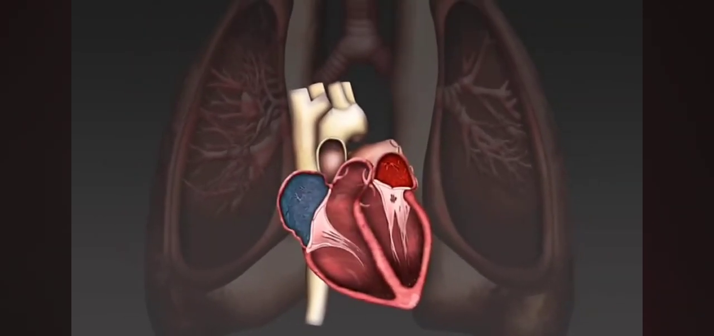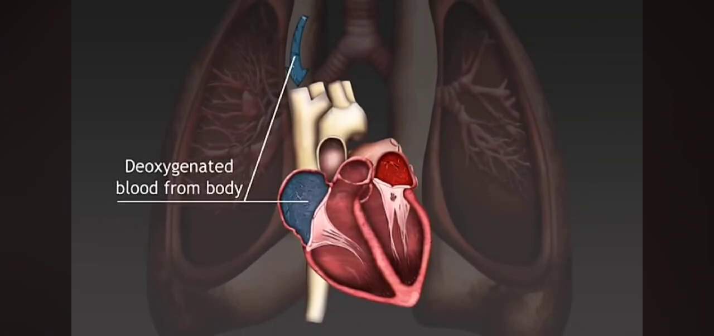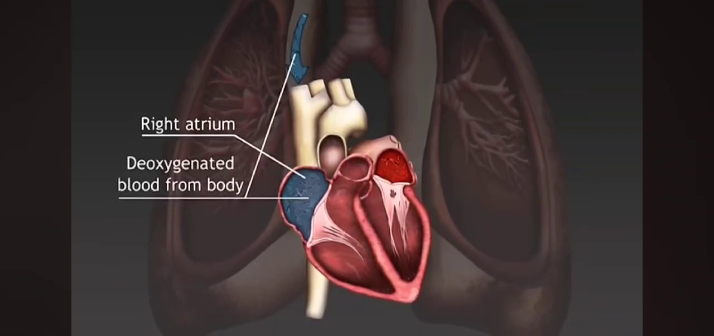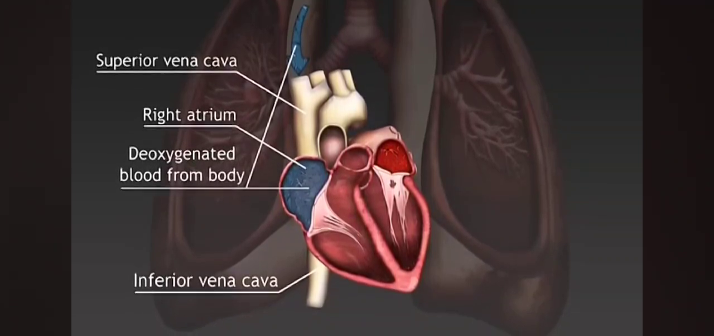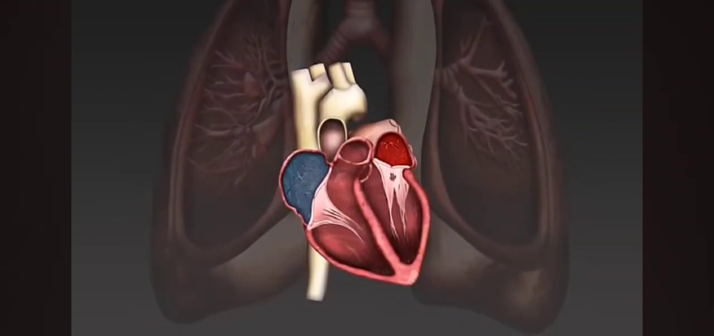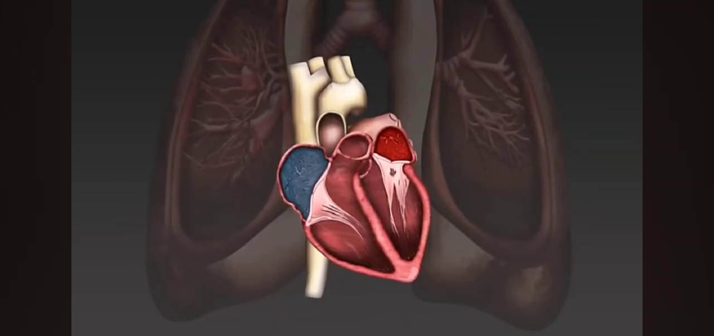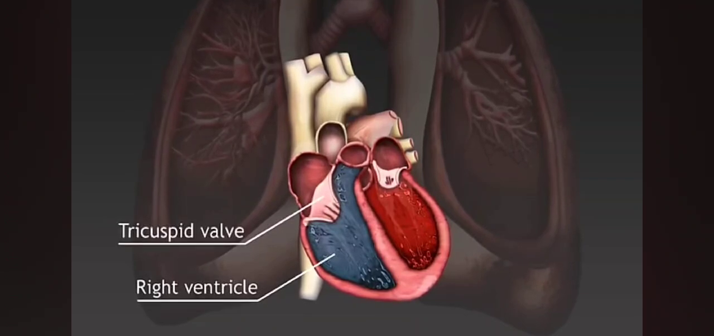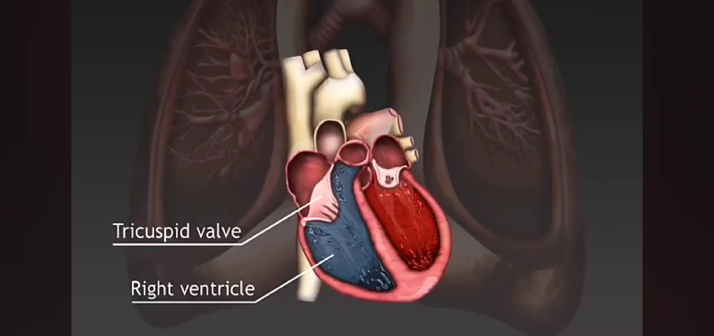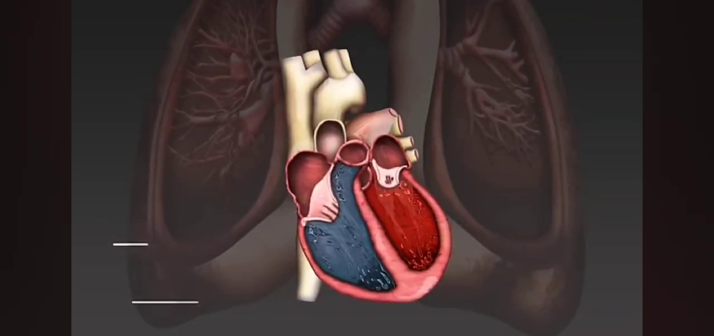The cardiac cycle begins as deoxygenated blood flows from the body into the right atrium via the superior vena cava and inferior vena cava. In the next phase of the cycle, the right atrium contracts, pumping blood into the right ventricle through the tricuspid valve. Once the right ventricle fills with blood, the tricuspid valve closes to prevent blood flowing back into the atrium.